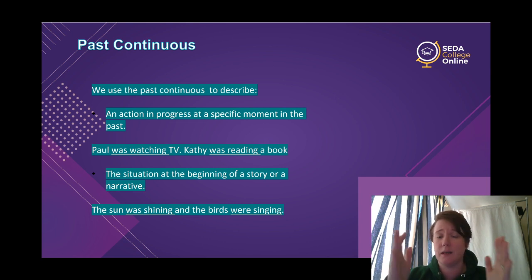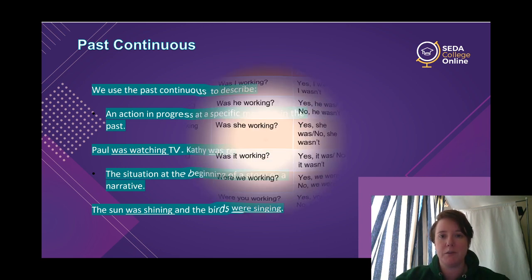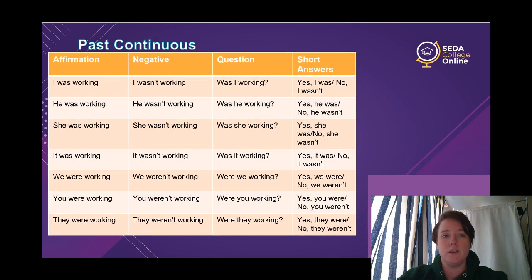Again, two actions happening side by side, but they are continuous actions and they are happening in the past. So, to start off a story in the past, we can talk about a continuous action. So the sun was shining and the birds were singing. We know that's continuous. Moving on to our table, and here we have the past continuous structure.